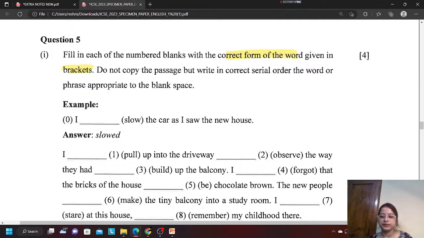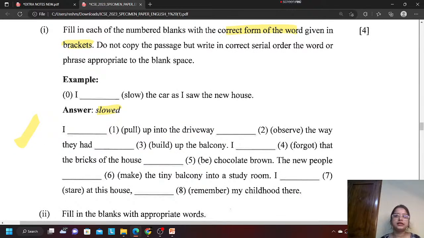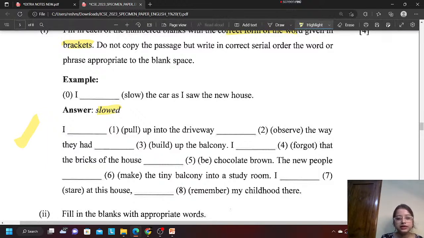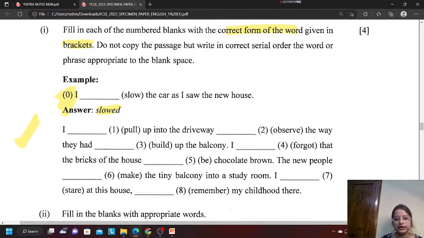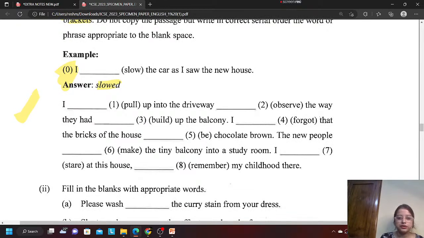Number 1, see. I dashed the car as I saw the new house. Okay. This one's answer is written for you. Don't think this is useless. This is important because if you see it, you will get a hint of how you are going to see this passage. Whether the passage is to be done in past or present, what is the general view, what time it is happening, you will know when you take this zero sentence carefully. Okay, take this as a hint. First one. I dash pull up into the driveway dash observe.